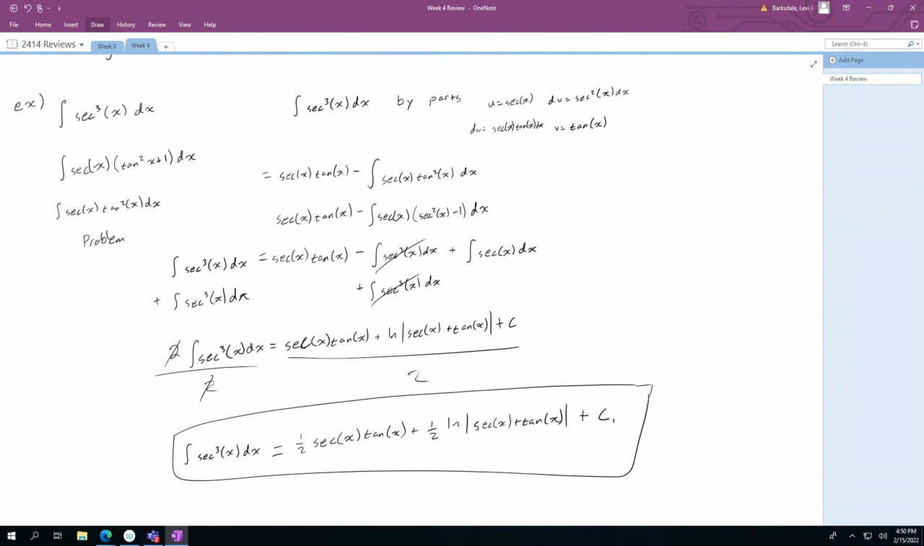Will we ever have to solve for C in integral calculus? Solve for C? Maybe. Depends on if your professor wants you to. I hope not. Are you ready for some practice problems?